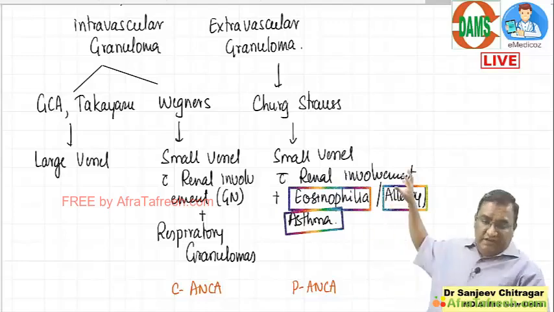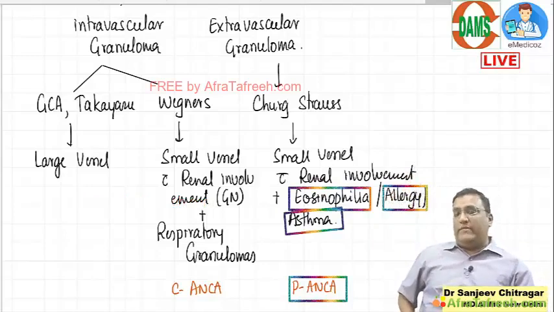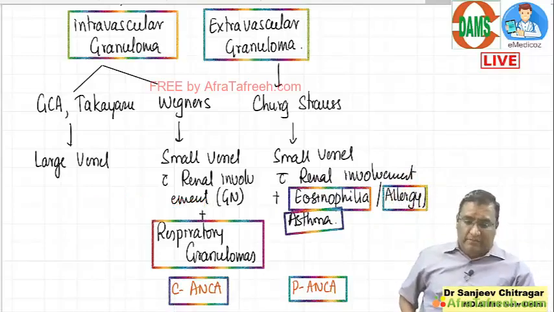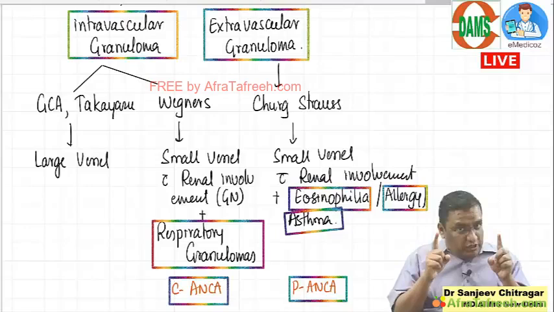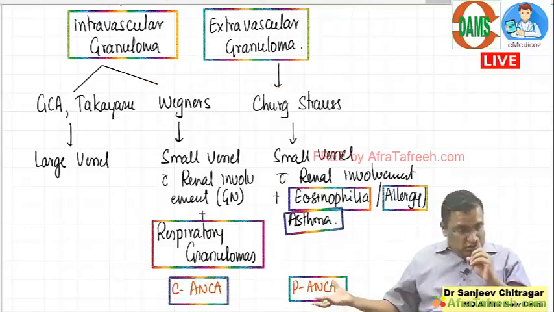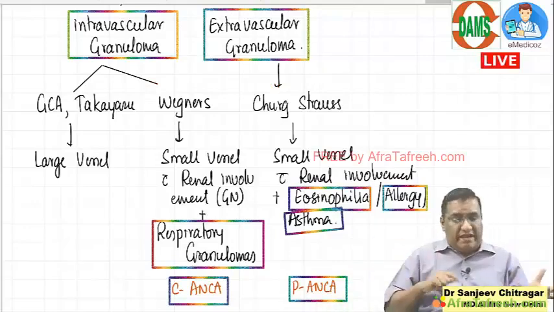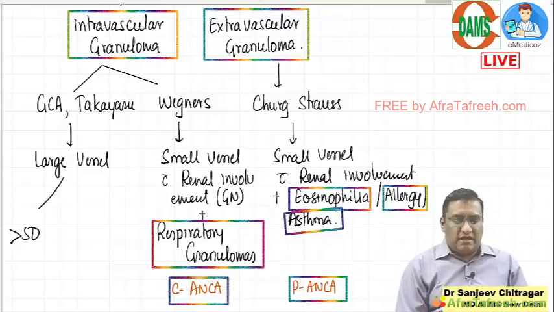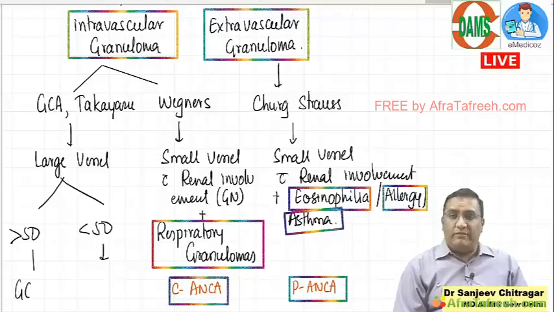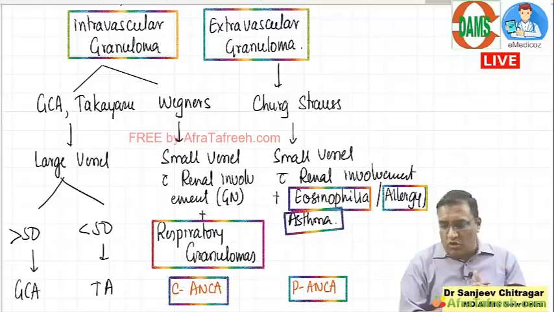So very important keywords here: eosinophilia, allergy, asthma and intravascular granuloma. P-ANCA and C-ANCA will help us because both of them are ANCA associated. So very important, microscopic PAN is not a differential for granulomatous vasculitis. So intravascular, extravascular granulomas, P-ANCA, C-ANCA, eosinophilia, etc. All these are there. Large vessel vasculitis, less than 50, more than 50: more than 50 giant cell, less than 50 Takayasu. So this is how I will approach.